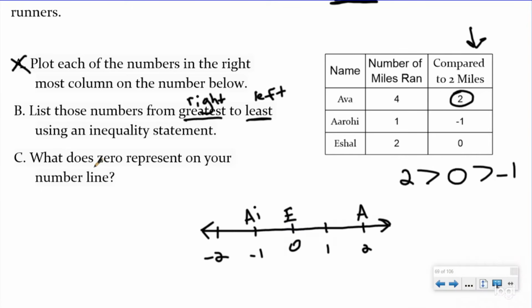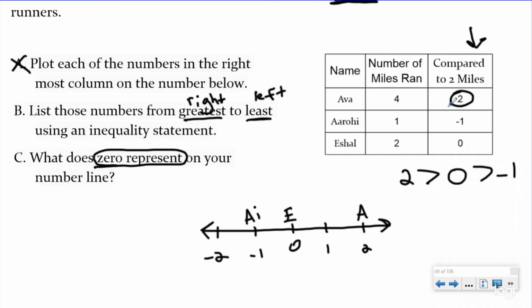And now the last question is probably the one you had to think about. It says, what does 0 represent on your number line? Well, these numbers over here are compared to the national average of 2 miles a day. So you can see that Ava actually ran 4 miles a day, but when you compared it to 2, it was 2 more than 2. Arohi only did 1 mile a day, but when you compared that to 2, 1 would be to the left 1 unit. So she was at -1.